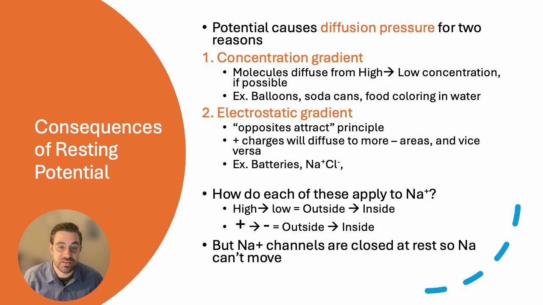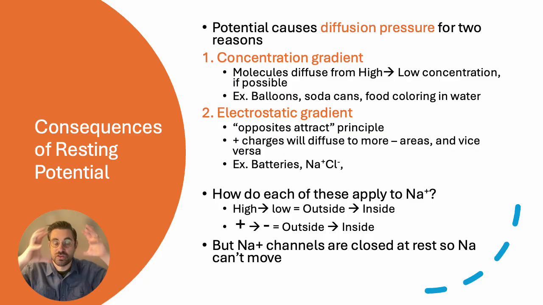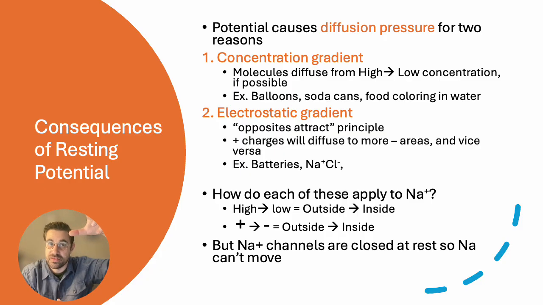And we can think about how these apply particularly to sodium. It is going to be doing a lot of the action here. So where is sodium? Well, it's on the outside. Okay? So in our concentration gradient, if sodium is concentrated on the outside, where does it want to go? It wants to go to the inside. And if opposites attract and sodium is positively charged, then where's it going to want to go? Well, it's going to want to go inside because the inside of the neuron is negatively charged.